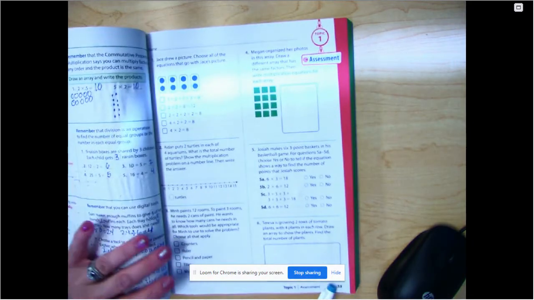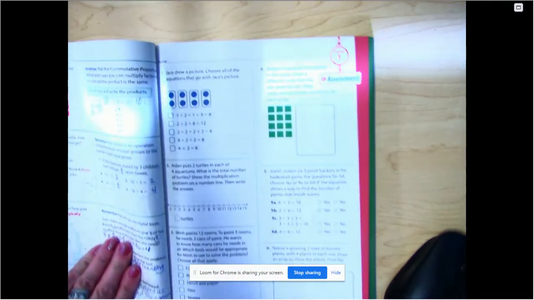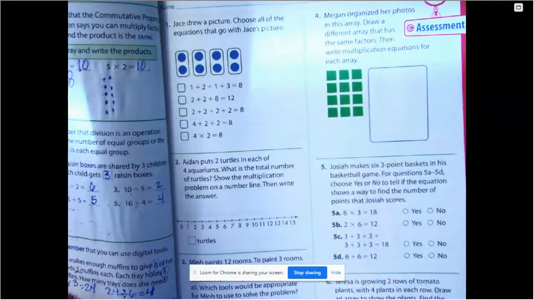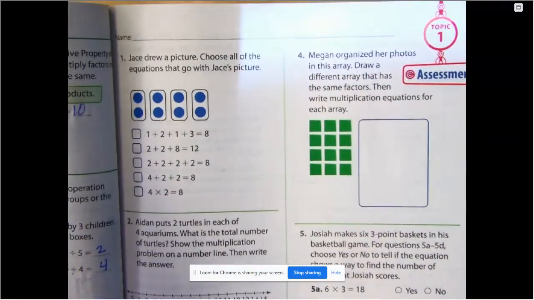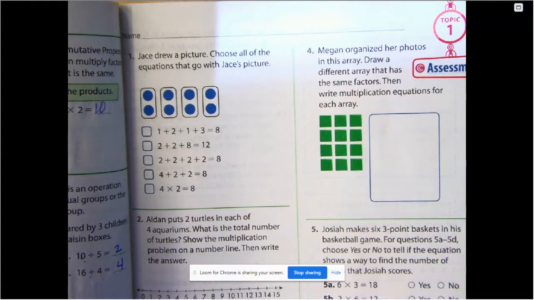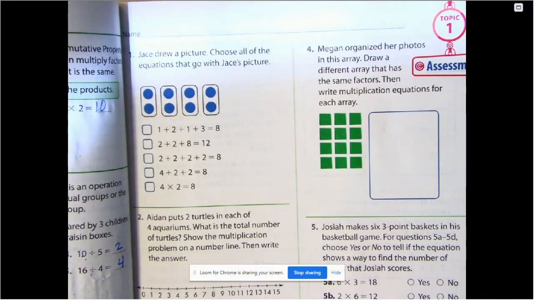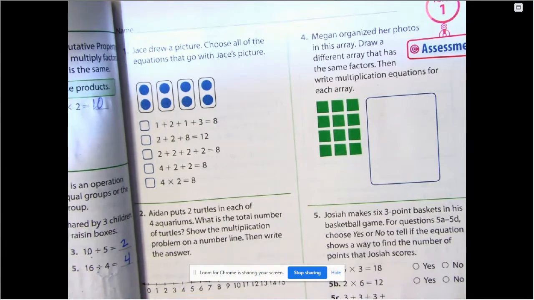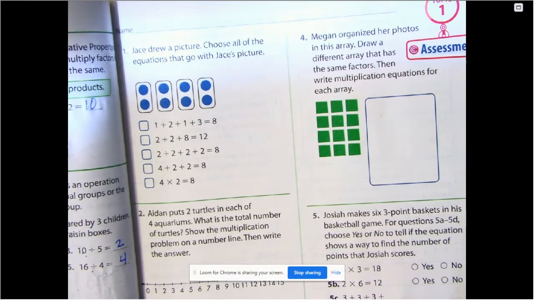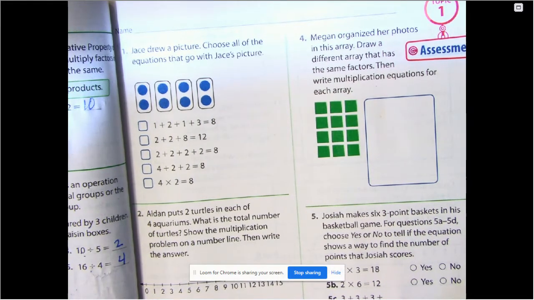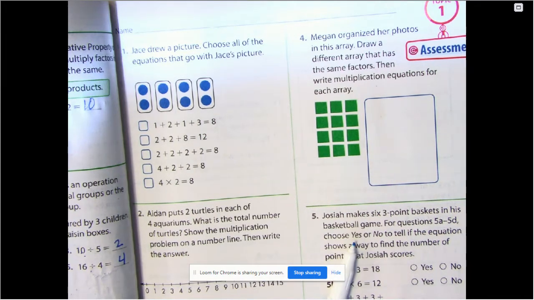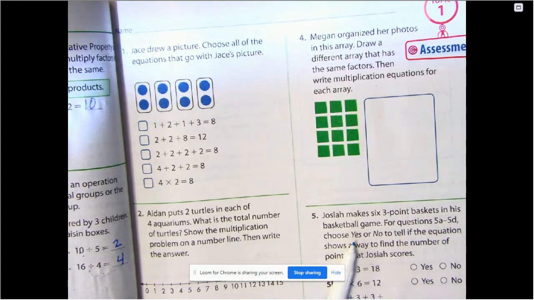Okay, so we're in our enVision workbook. We're on page 53, and it says Topic 1 Assessment. Okay. So we're going to work on these together. And then we'll just do a little bit today and a little bit tomorrow, okay? Oh, for some reason we're having a problem with this.